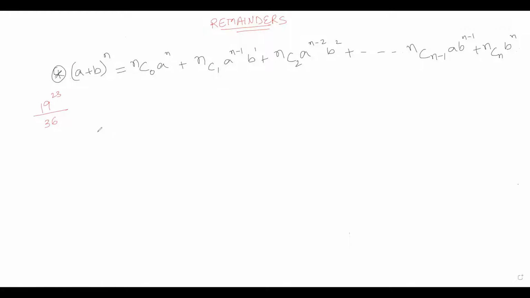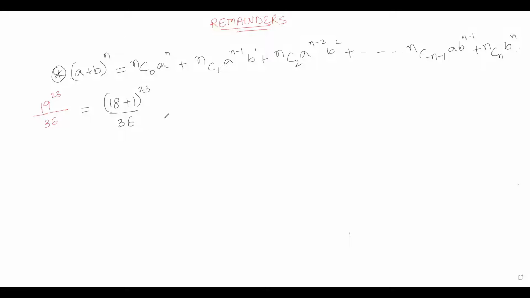Now, let us see one example to see how we can use the binomial theorem to find the remainders. Suppose I have the number 19 raised to power 23, and this number is being divided by 36, and we want to find the remainder. If we look closely here, 19 can be written as 18 plus 1, and there is a power 23, divided by 36.